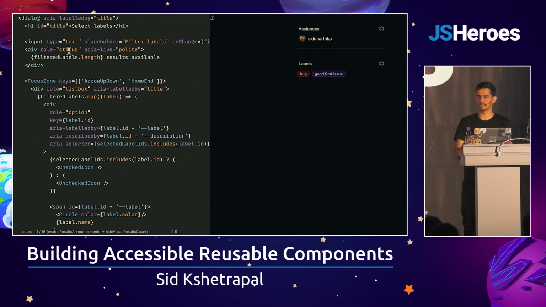A role status is a way of telling the user that something important has happened, and you need to be informed of it. And there are two live properties. There's polite and there's assertive. Polite would wait for its turn, or if there's something more important, like a keystroke, it would actually just skip it.